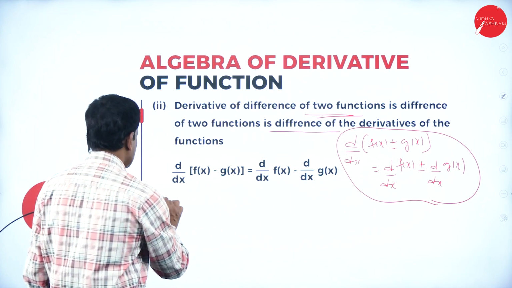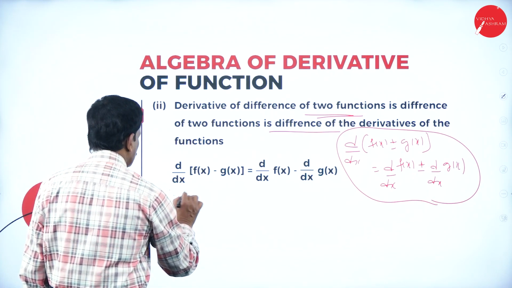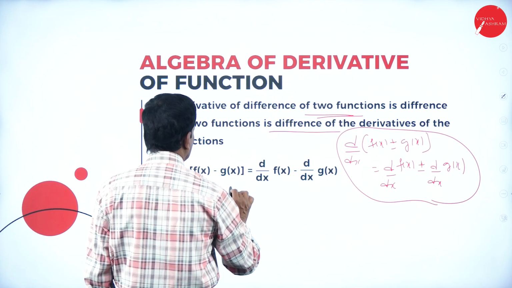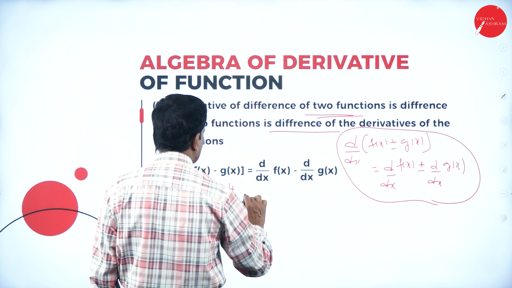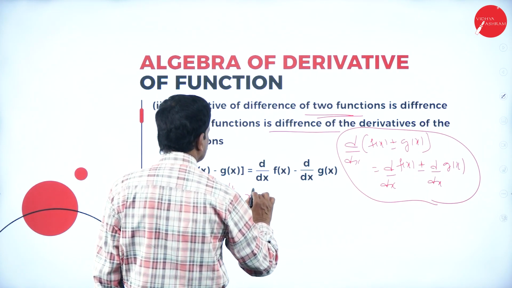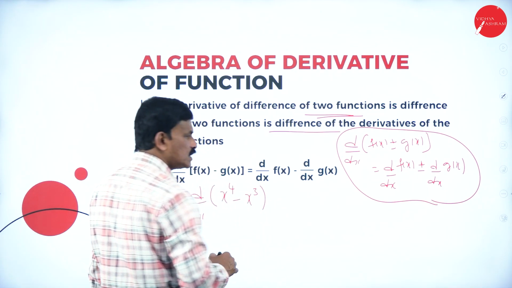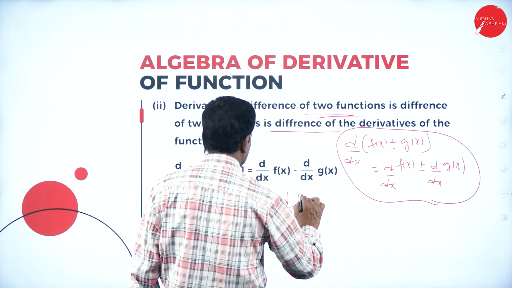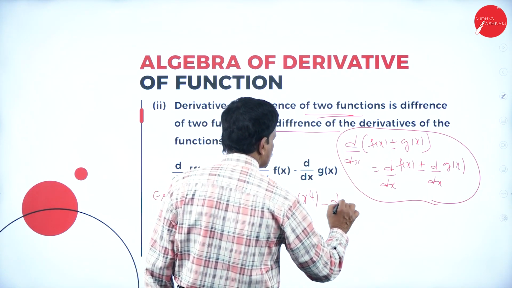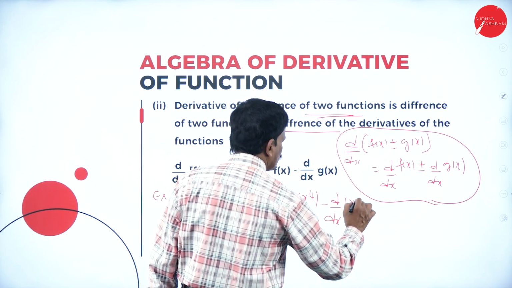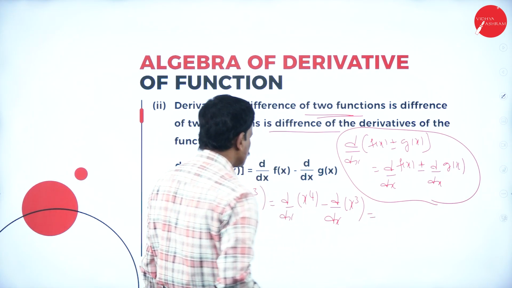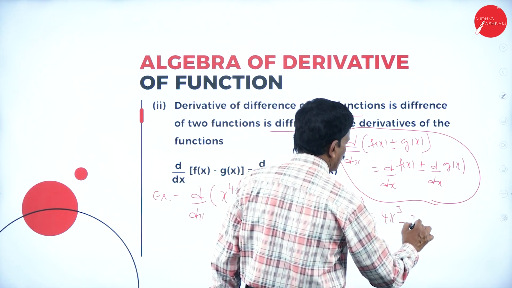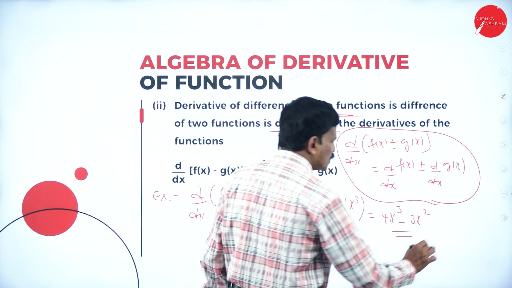Now, let us take an example for this. Example: d by dx of x to the power of 4 minus x to the power of 3. This can be differentiated term by term: d by dx of x raised to 4 minus d by dx of x cube. What is this equal to? The differentiation of x to the power of 4 is 4x cube, minus the differentiation of x cube, which is 3x square.